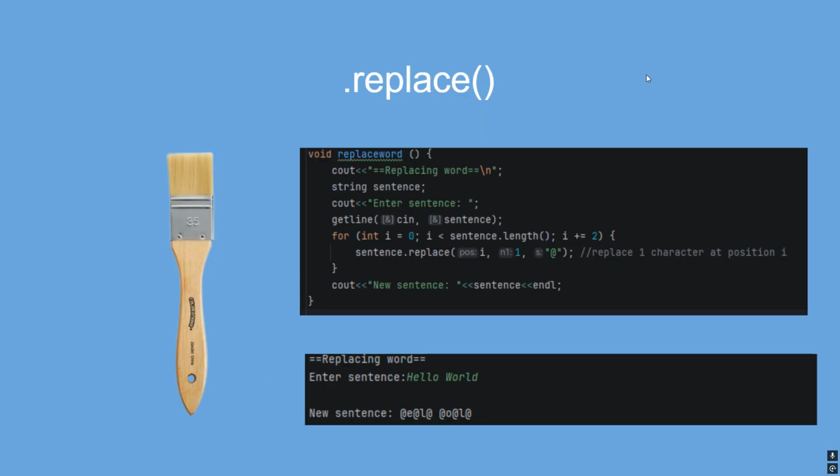The next tool would be a paintbrush. Paintbrushes are used to replace one color with another. This is similar to the replace string function, as just like how you can use a paintbrush to cover one color with another, you can use this string function to replace characters in a string with another. We can see in the code how the replace function is used to replace every other letter in the string with the @ sign.